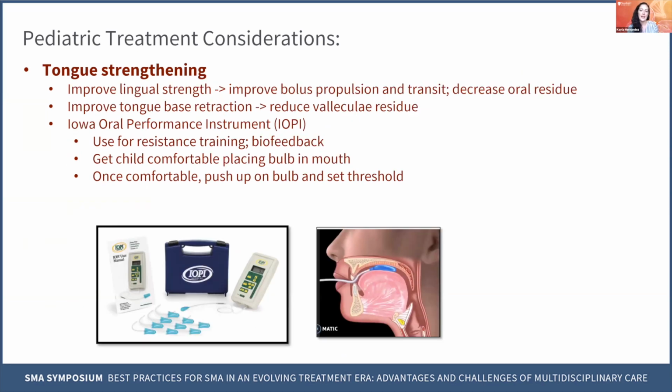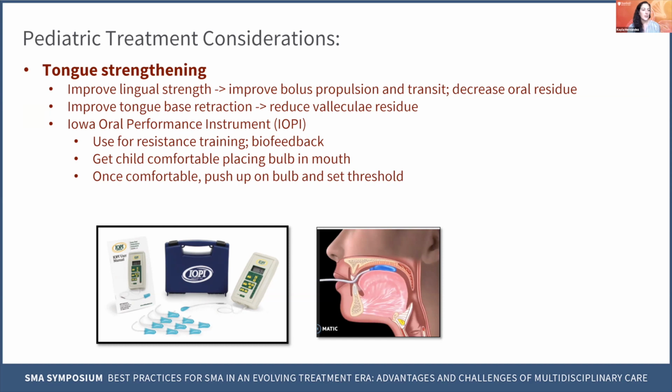We talked yesterday about how decreased tongue strength is a common deficit identified in SMA patients. Therefore, our treatment plan may include some direct exercises for tongue strengthening. If we improve lingual strength, we could subsequently see an improvement in bolus propulsion and transit through the oral cavity, and a reduction in oral residue. And if we improve tongue-base retraction, there's also a potential to reduce residue in the vallecula.